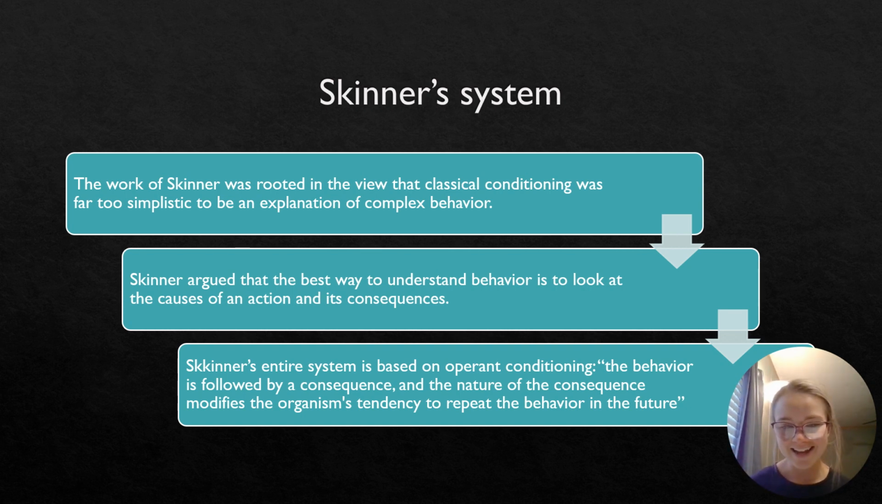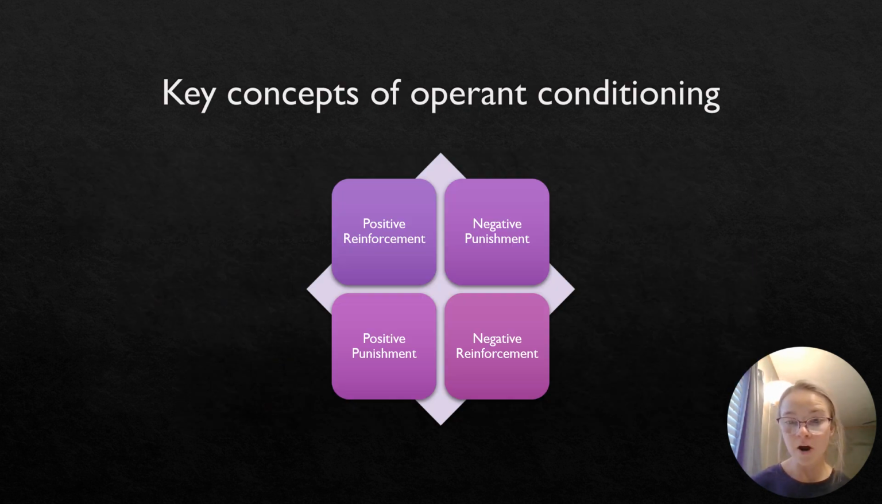Skinner's entire system is based on operant conditioning, and that is defined as the behavior is followed by a consequence, and the nature of the consequence modifies the organism's tendency to repeat the behavior in the future. Some key concepts of operant conditioning, which we emphasize within this course and other courses, are positive reinforcement, negative punishment, positive punishment, and negative reinforcement. We can do a deep dive into these, but I feel like as students we are well versed in this and probably practice it daily.